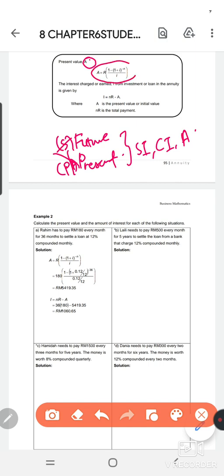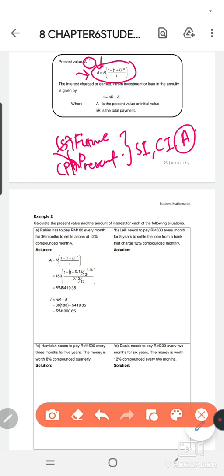So formula ni biasanya diberi, so you all tak perlu hafal lah, cuma kena tahu penggunaan. So kalau dalam list of formula, kalau keluar maknanya kalau awak nak guna present value for annuity, awak pilih yang ni. So kena ingatlah present value for annuity dia gunakan simbol A.